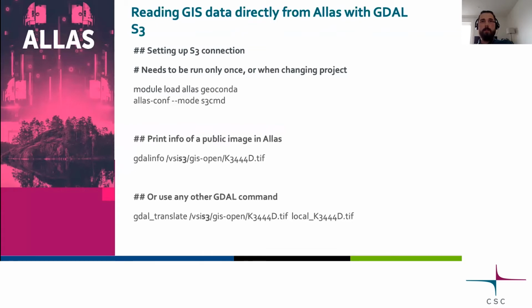The same thing for S3. This time we have to run allas-conf. When you run it with S3, you need to write the mode s3cmd. It prints out the access key and secret key. And after that, you're good to go on Puhti. This time we use a driver called vsis3, but it works the same. And the same thing for gdal_translate.